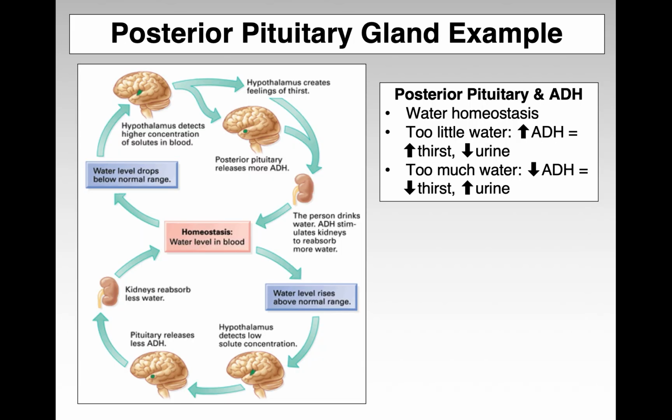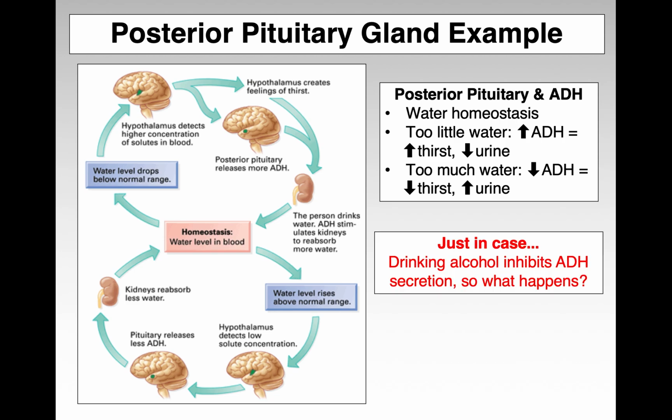Just want to give you one quick example of ADH, which is the antidiuretic hormone, right? So this regulates water homeostasis. So if you have too low of water, again, your hypothalamus is one of these centers that detects that in your blood, and then what it will do is, through the posterior pituitary, release more ADH, and that will allow the person to drink more water and stimulate more reabsorption of water.